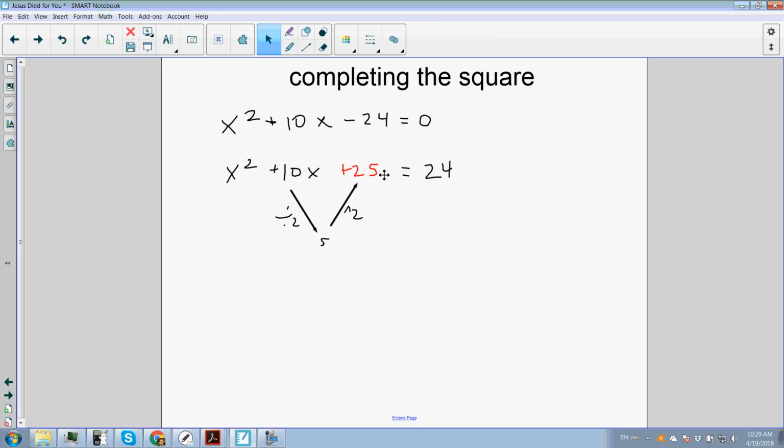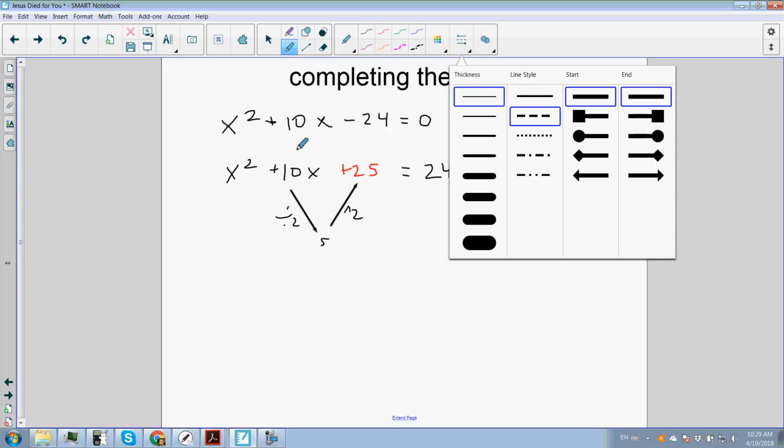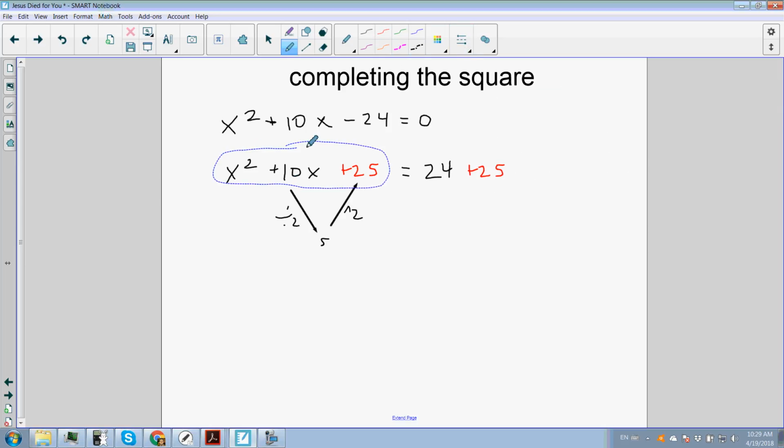Now, we've added 25 to the left side of the equation. That means we have to also add 25 to the right side of the equation, or it won't be balanced anymore. Now, by adding that 25, we created a perfect square trinomial here. And as we recall, that's x plus 5 squared. So the left side of the equation is x plus 5 squared.